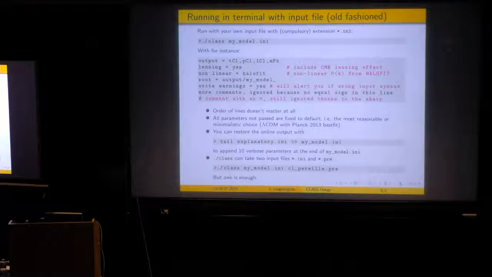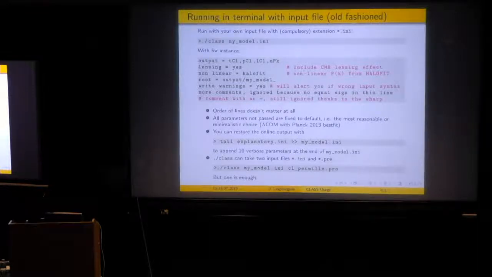If you want the verbose parameters, there is a trick. You don't need to write the 10 lines manually with the risk of doing syntax errors. If you do tail explanatory append mymodel.ini, it will take the last 10 lines of this one and add this to your file. So the 10 verbose parameters set to 1 will be copied. So we do this a lot. It's why, in fact, we try to keep the number of verbose parameters to 10 such that this trick works. Okay, after doing this, if you rerun, you will have all these nice outputs.